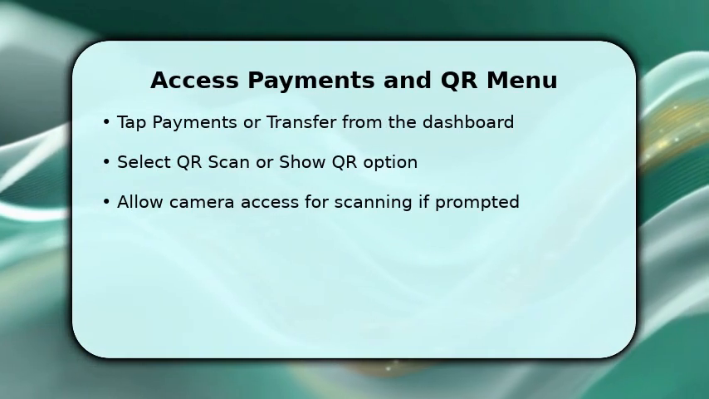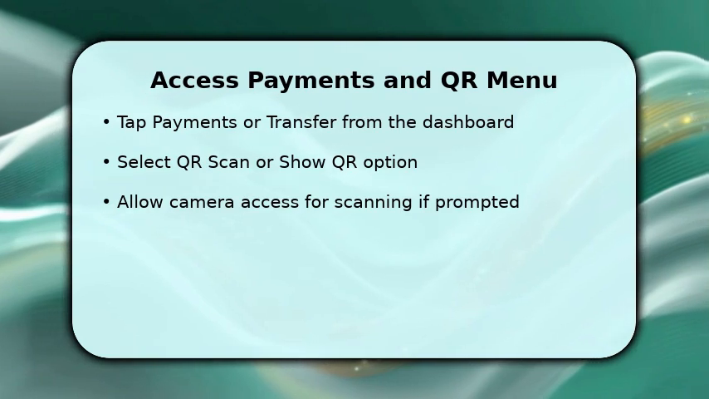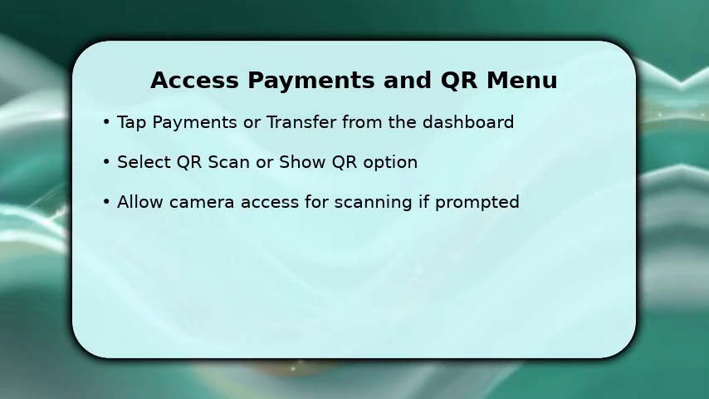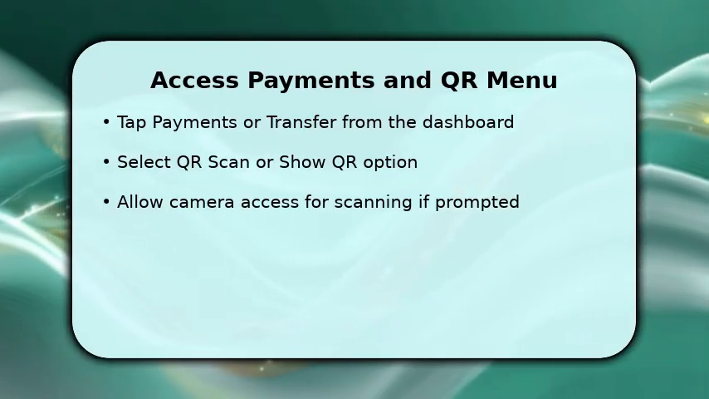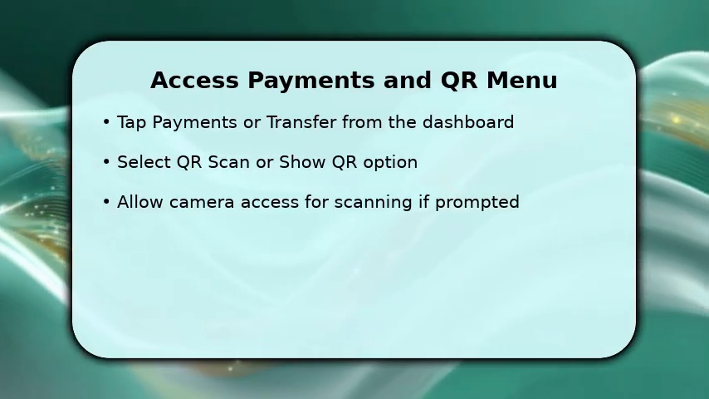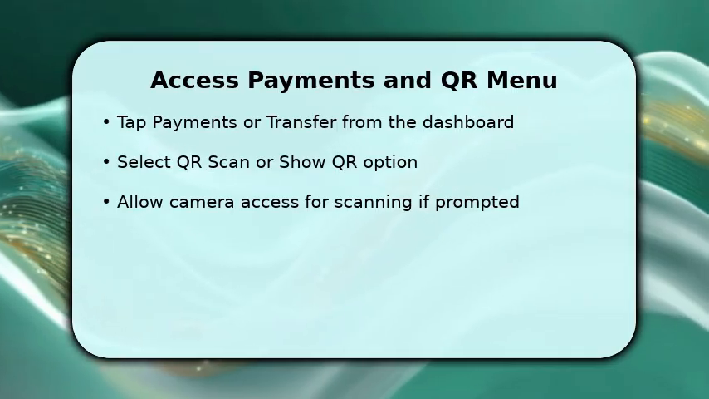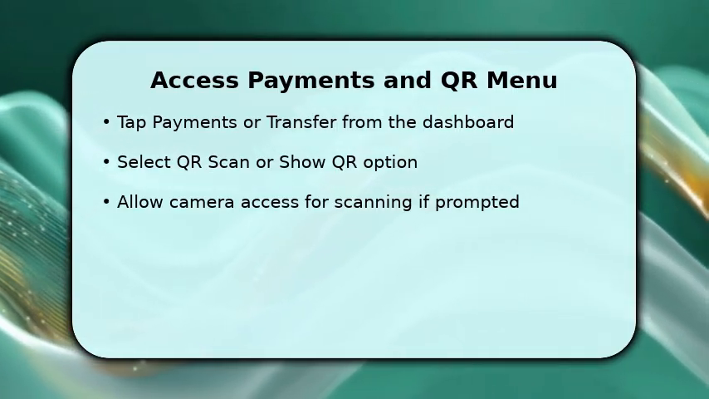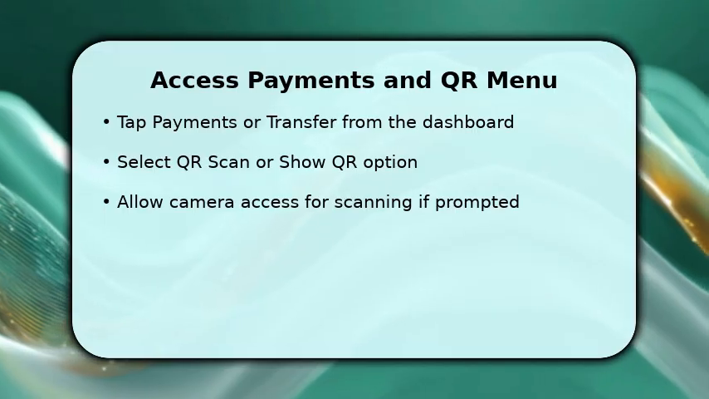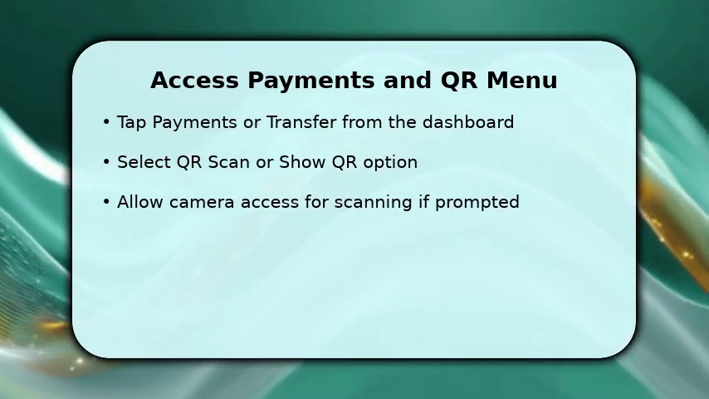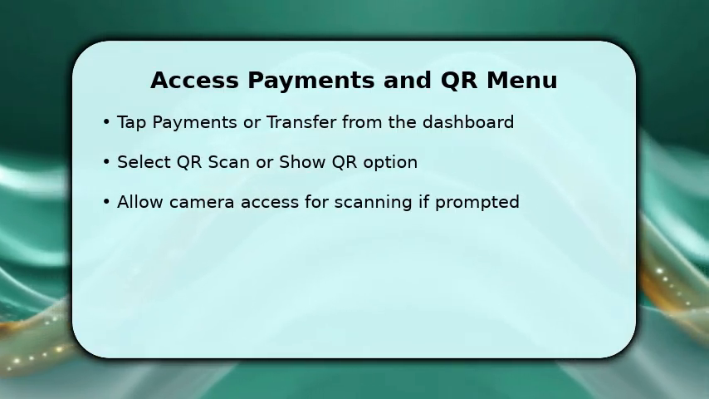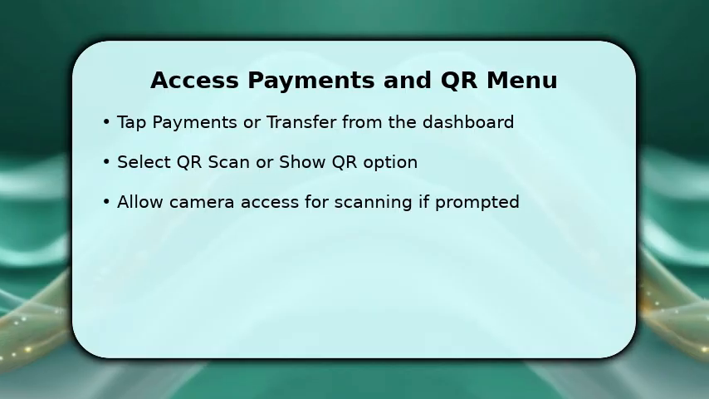Now navigate to payments or transfers from the dashboard and look for the QR option. NIC Asia places QR functions under payment tools to keep them secure. Once you tap QR, choose whether you'll scan a merchant code or show your own QR for receiving money. Each selection changes the interface. If you're scanning, the camera view opens. If showing, your payment QR appears with amount or account details. This step links transaction intent with QR action.